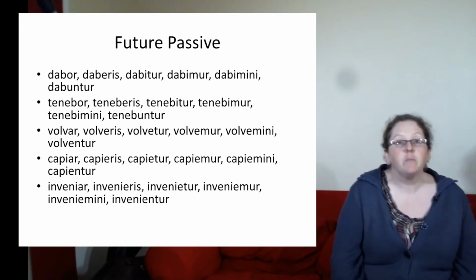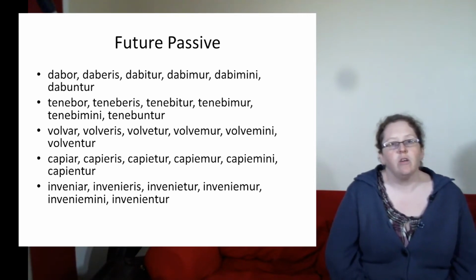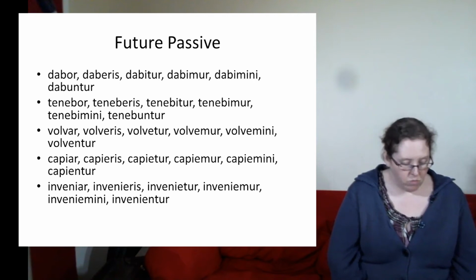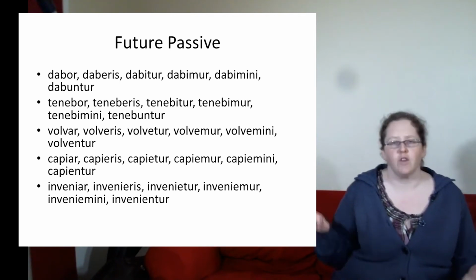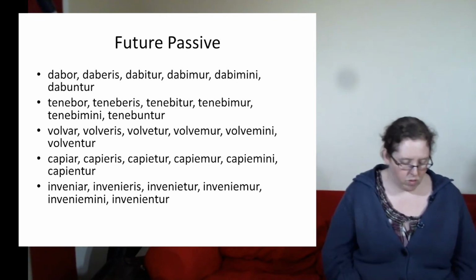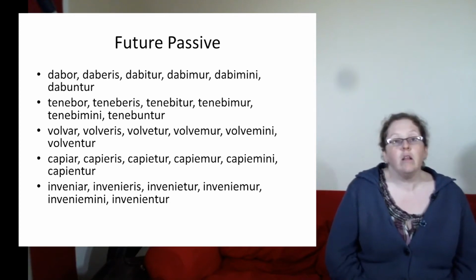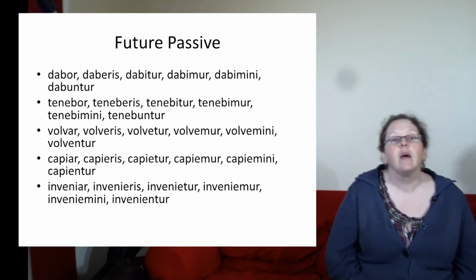So the perfect, pluperfect, and future perfect are called the perfect system. So we say these are the verbs of the perfect system. All of these tenses in the passive voice are constructed in a fairly similar way.